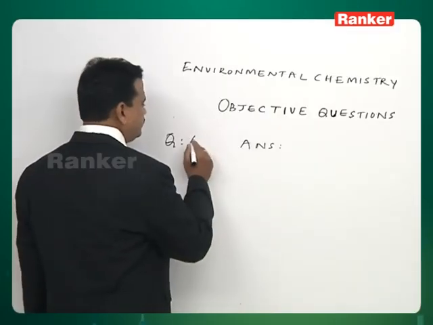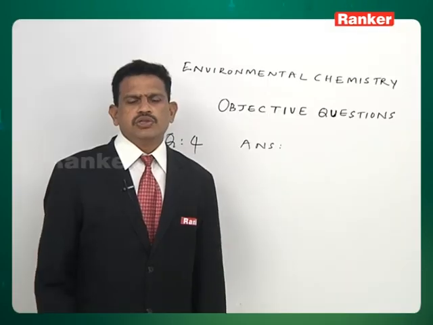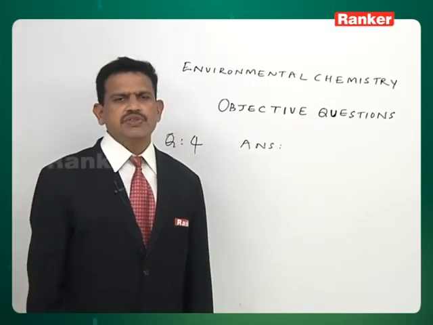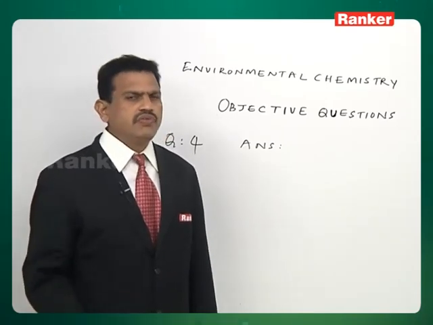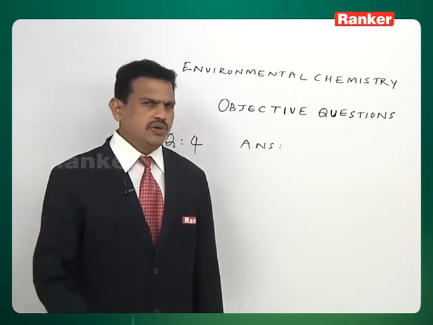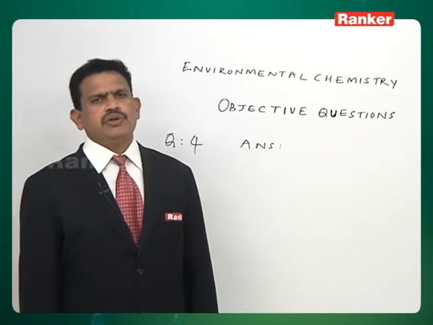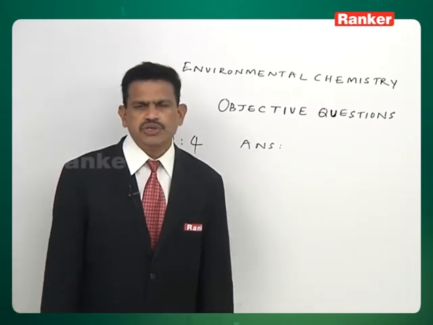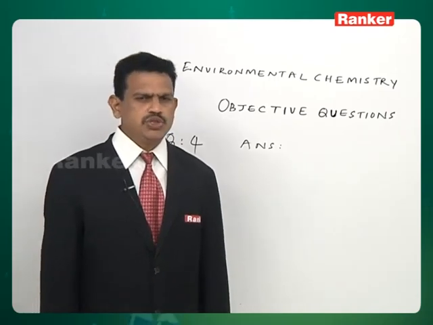Question number 4. The chemical entities present in the thermosphere of the atmosphere are... So, the chemical species or entities which are present in the thermosphere. What is thermosphere? We have learned so many times: 0 to 10 kilometers is a troposphere, 10 to 50 is a stratosphere, 50 to 85 is a mesosphere, above 85 up to 500 kilometer is a thermosphere.